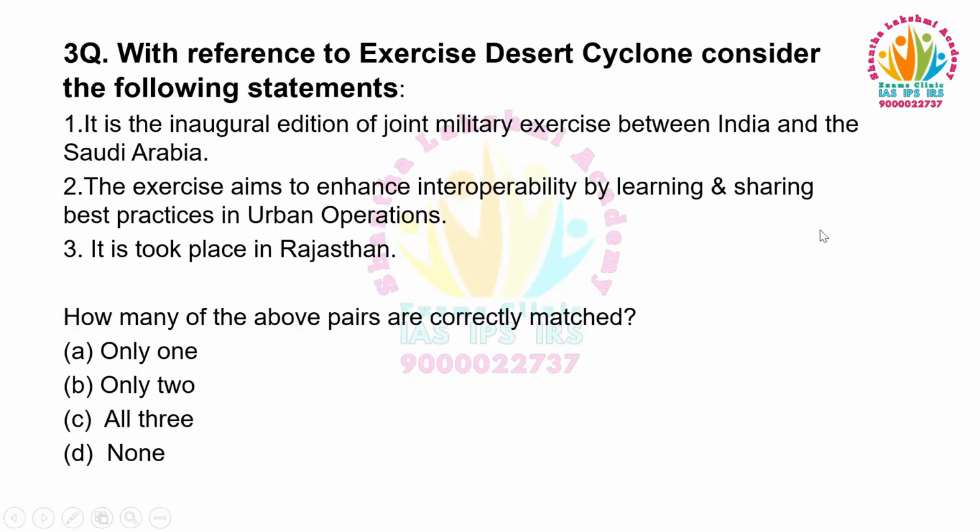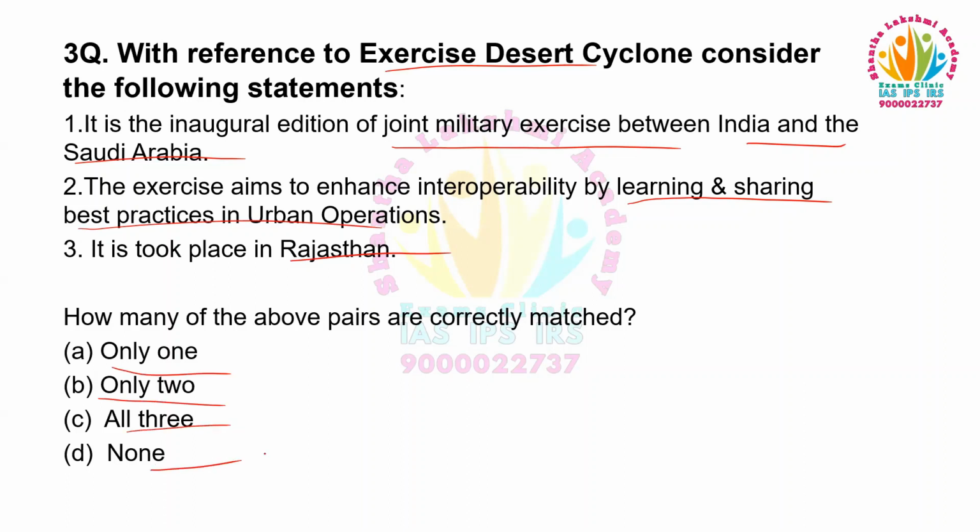Moving to the next question. With reference to Exercise Desert Cyclone, consider the following statements. One: It is the inaugural edition of a joint military exercise between India and Saudi Arabia. Two: The exercise aims to enhance interoperability by sharing best practices in urban operations. Three: It took place in Rajasthan. How many of the above statements are correctly matched? One only, two only, all three, none.